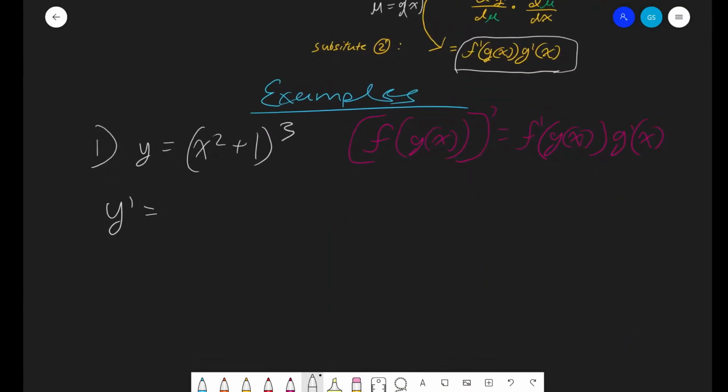So (f∘g)'(x) = f'(g(x)) multiplied by g'(x). So what does that mean? Well, we can treat some things as an outer function in this case.